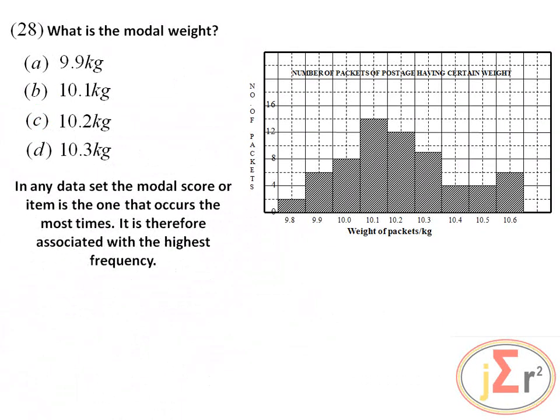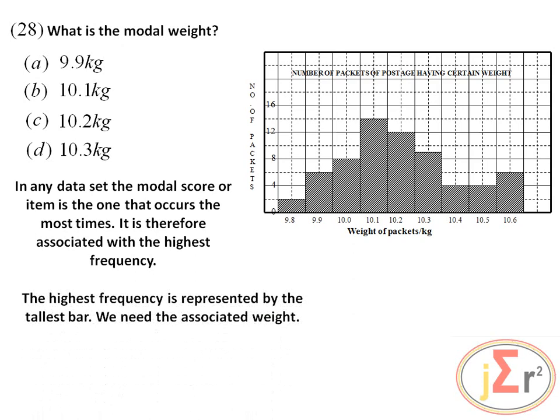What is the modal weight? In any data set, the modal score or item is the one that occurs the most times. It is therefore associated with the highest frequency, the one that occurs the most times, the one that has the most frequency. That is the one that is the modal weight, or the mode.